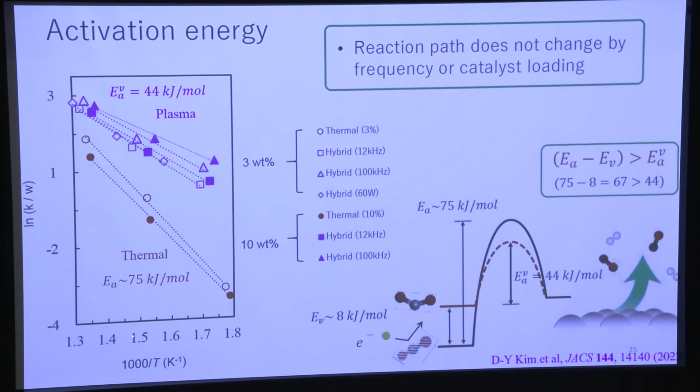I'll show you the results first. This is 1000 divided by T, where 1.5 means around 700 Kelvin. You plot the rate as a function of temperature, and if you just heat the reactor, the activation energy is about 75 kilojoules per mole, which everybody knows. But if you use vibrational excitation of CO2, you get data like this, 44 kilojoules per mole. So you are reducing the energy barrier by almost 40%.